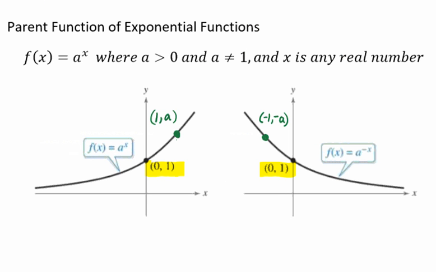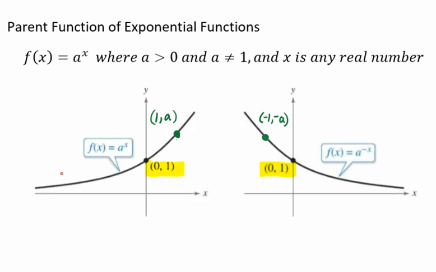Next, I want to talk about some of the properties of our parent functions. So here we have the function f of x equals a raised to the x, where a is greater than 0 but not equal to 1, and x is any real number. Notice here I have two: one where our x is positive and one where our x is negative. Notice that each one has a small side and then goes up, or up to a small side. Either way you look at it, it's going from small to large or large to small.